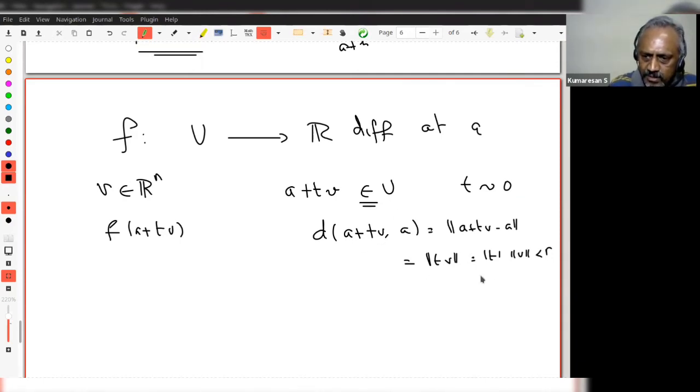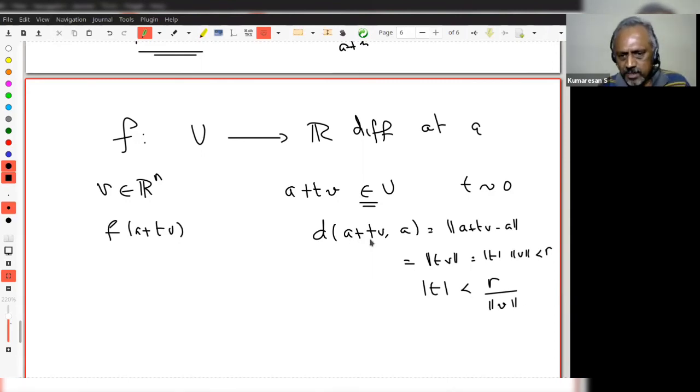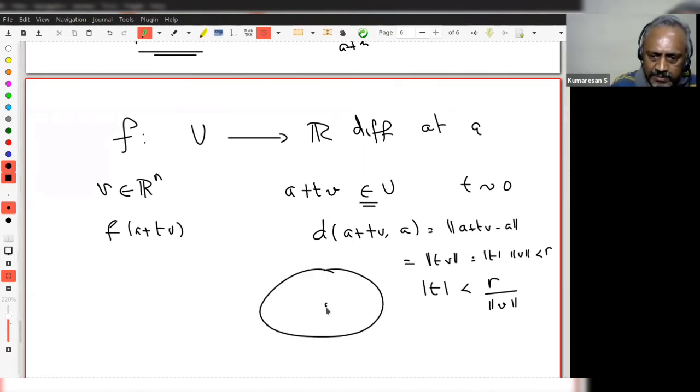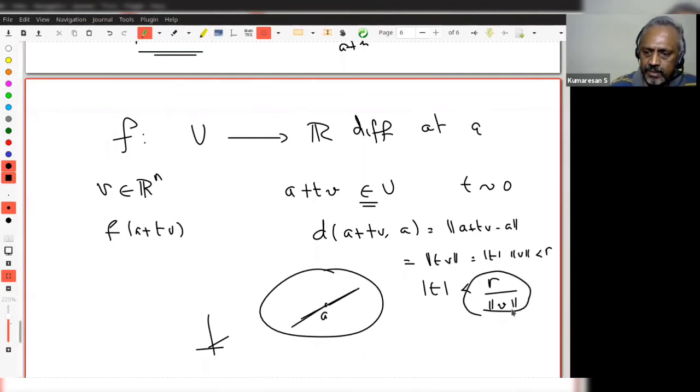You understand? So what does it mean? I have to choose t so that mod t is less than r by length of v. If length of v is 0, then it is always there because this is a plus 0 only. Do all of you accept it? So again, look at the picture. The picture says if I have a point a, and give me any direction, in that direction I can go both sides, up to a certain positive number r by length of v.